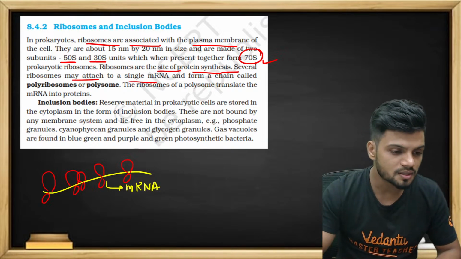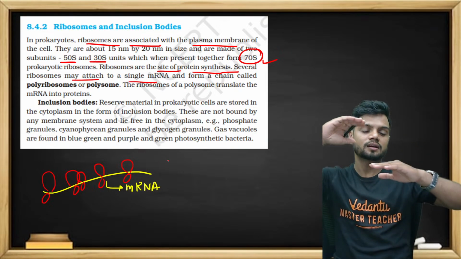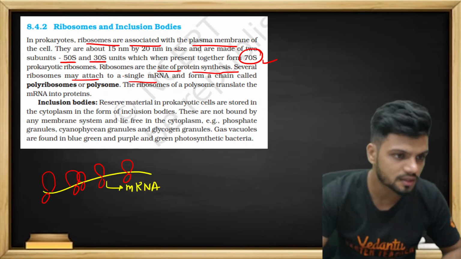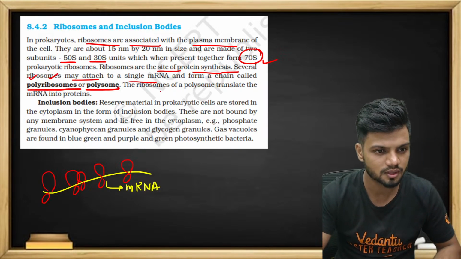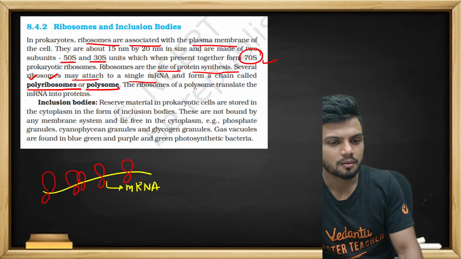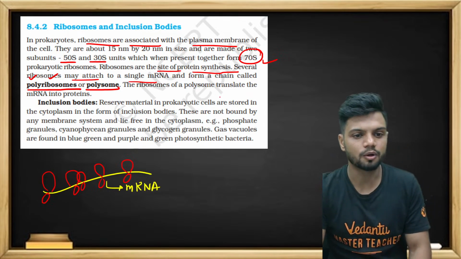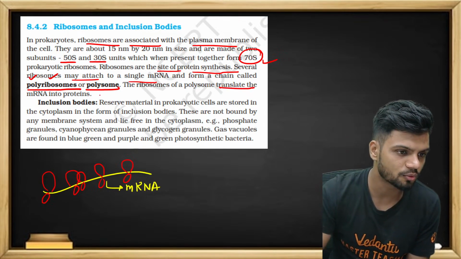Such mRNA, which has many ribosomes attached to it, is called a polysome or polyribosome. Poly means many ribosomes. Ribosomes form a polymer. Polysomes translate the RNA into protein.